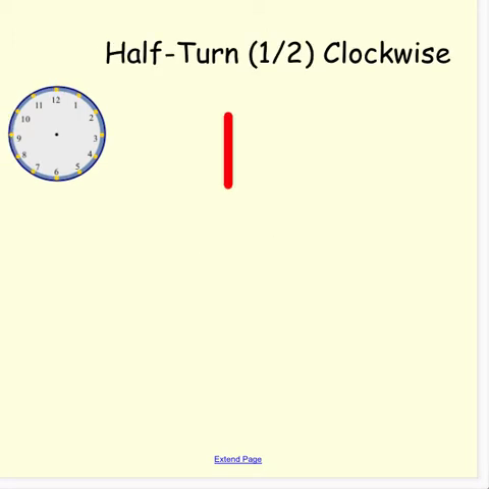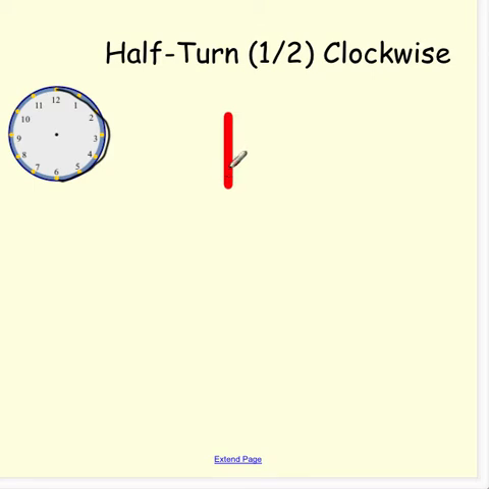A half turn clockwise. Again, clockwise means to the right, the way the hands turn on a clock. If you look at my clock up here, here's 12 o'clock. Halfway around this clock would be right here at the 6. So that's what I want to do when I draw my angle. I want to show halfway around.